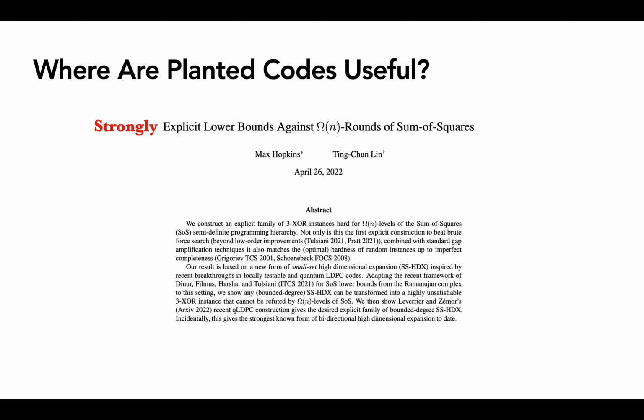But more concretely, we obtain this result I mentioned earlier of strongly explicit lower bounds against a linear number of rounds of the sum of squares semi-definite programming hierarchy. In particular, we obtain the first such strongly explicit lower bounds for the problem of obtaining a constant factor approximation to a CSP, to an optimization problem.